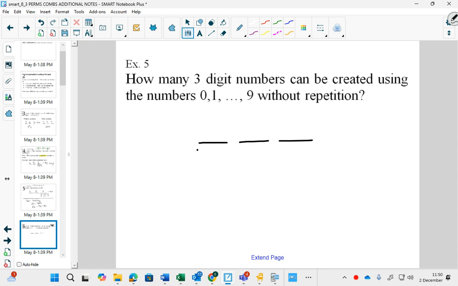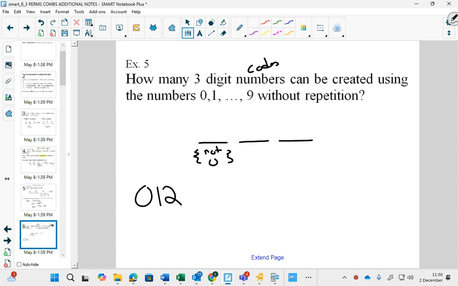The first spot is not 0. Because last time I checked, is 12 a 3-digit number? No. In this unit you have to be careful, because I could have 0 first if I said how many 3-digit codes. If I just change this to codes, it's a totally different question. Because I can get to my garage and push 0 first to get in with a code. On your iPhone, the code can start with a 0. But as a number, this is not a 3-digit number. This is 12. That's a 2-digit number.